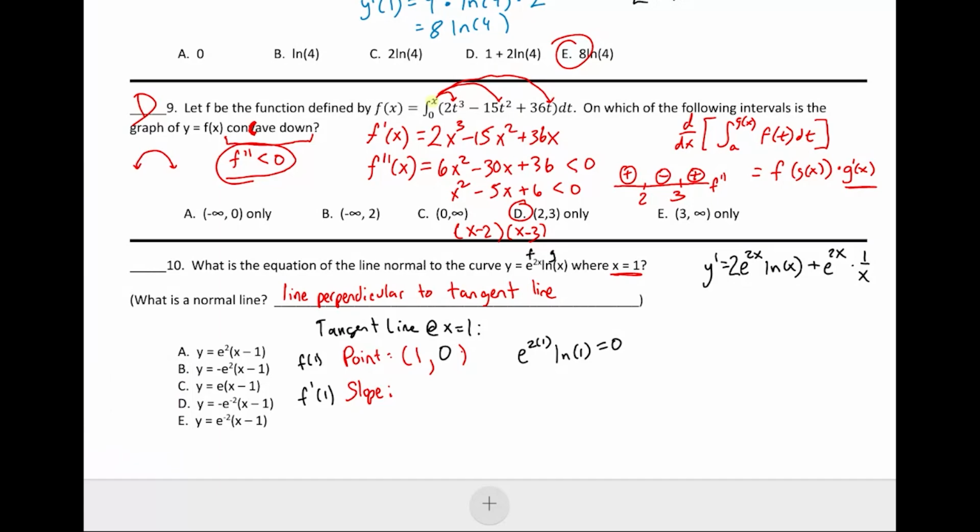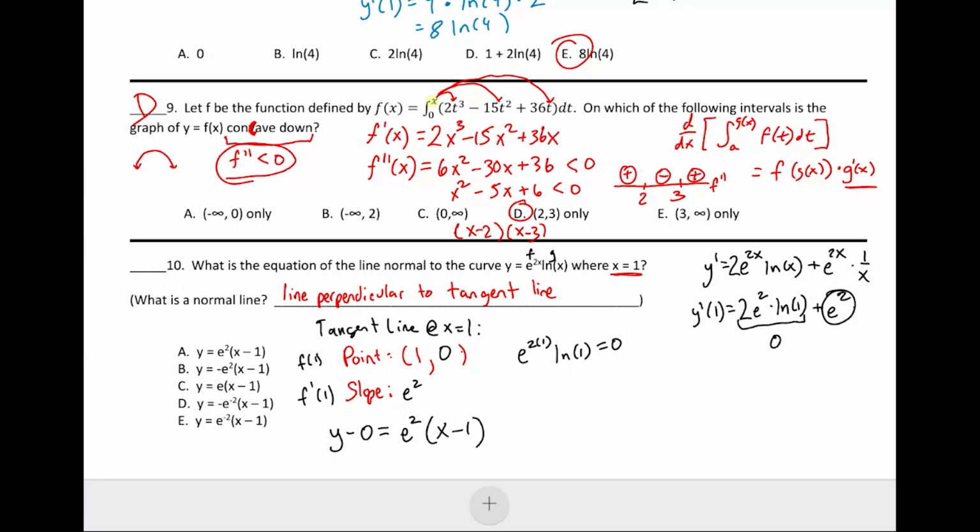And so if we want to find y prime where x is 1, we're going to just plug in 1 here. So y prime at 1, we've got 2 times e to the, 2 times 1 is just 2, so 2e squared times natural log of 1. That's just going to be 0, so this whole thing is actually just going to be 0. Plus e squared times 1 over 1 is just 1. So yeah, e squared is going to be our slope. Okay, so the tangent line would be y minus 0 equals e squared times x minus 1.